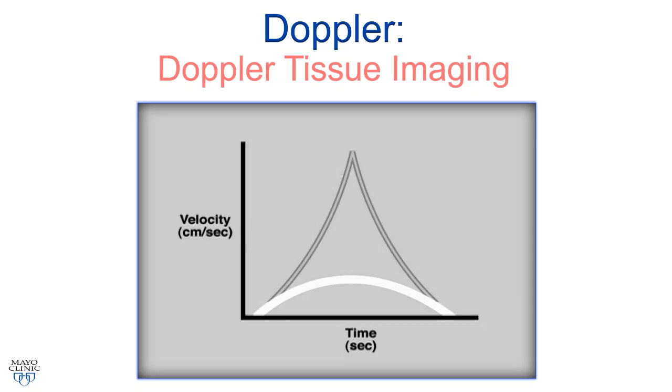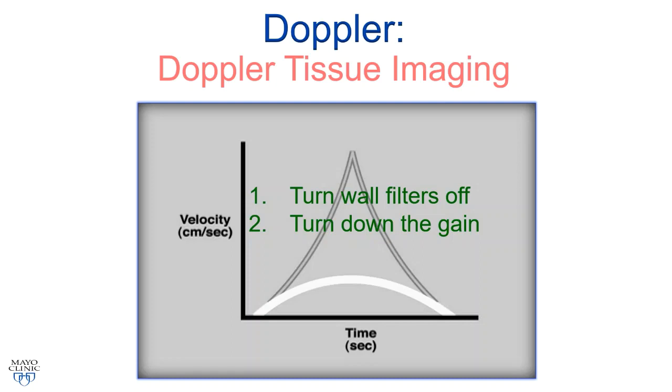So what do we need to do? We simply need to turn the wall filters on to remove these low velocity signals. But in Doppler tissue imaging, that's in fact the signal we're interested in. So what do we do? We turn the wall filters off, and now to get rid of what would be considered noise in the signal coming from the spectral blood pool, we just simply turn down the receiver gains. So in Doppler tissue imaging, on the instrument, what we need to do is to turn the wall filters off and turn down the receiver gains.